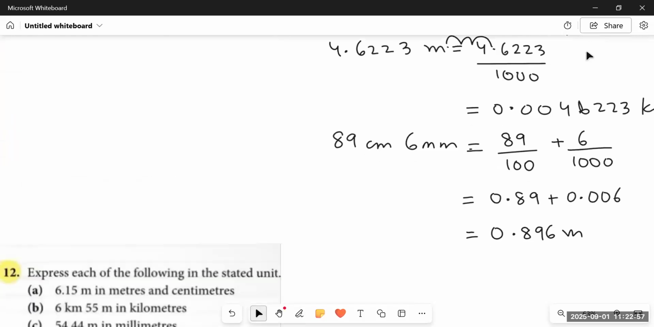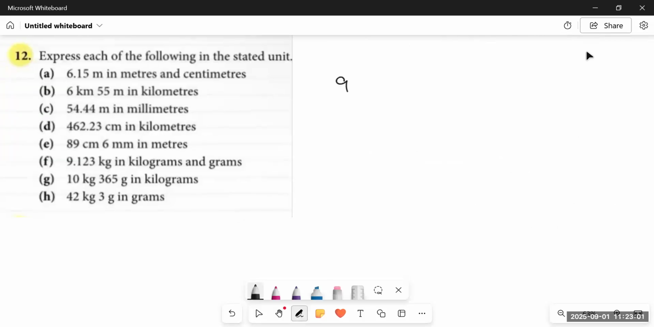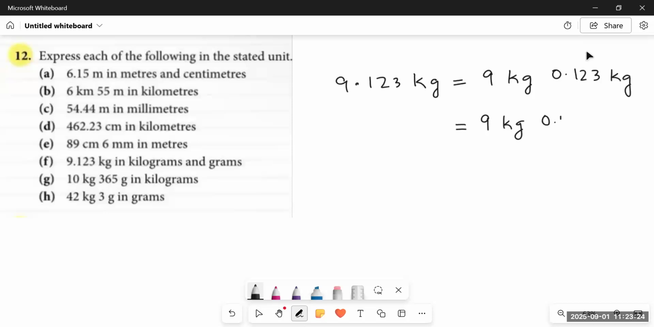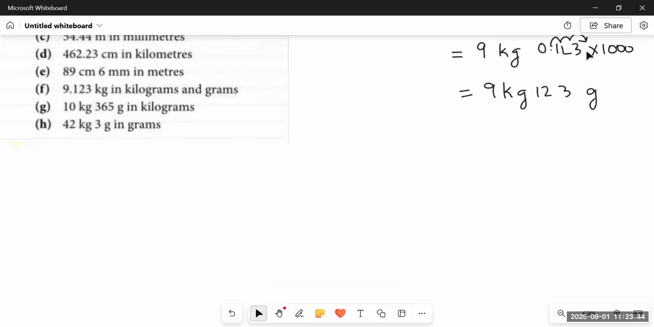Next, we have the next question, which is 9.123 kilograms. It is basically 9 kilograms and 0.123 kilograms. Okay, so the whole part would remain as it is, 9 kilograms. And for 0.123, we will convert it into grams. We know that 1 kilogram is equal to 1,000 grams. So we will multiply 0.123 by 1,000. And it becomes, the decimal will move 3 places forwards and becomes 123 grams.